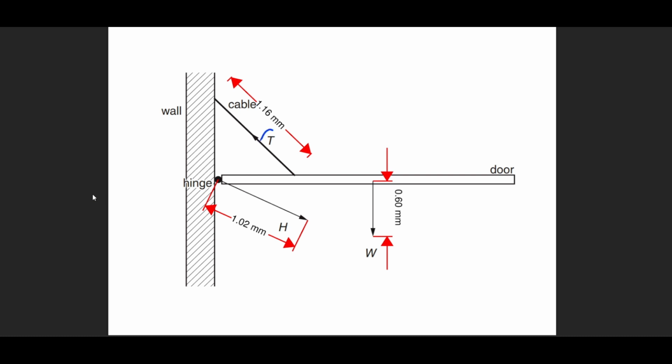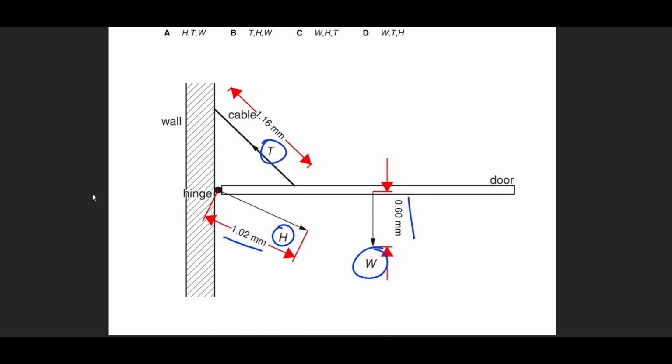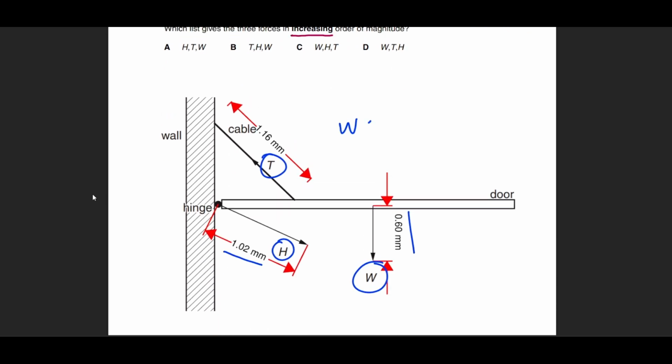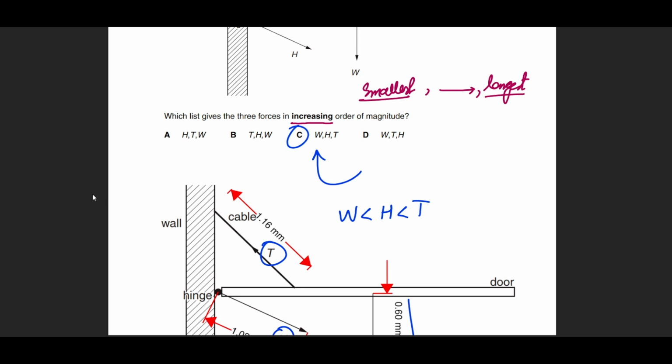You will find that T will be the longest. For my calculation, it's coming out as 1.16 millimeters. H will be in the middle and W will be the smallest. I advise you to at least print this question and see for yourself that T will be the largest. So if we are going in increasing order, I have to write the smallest one first. So W is the smallest, then H, and then T is the largest. So this is my answer to this question.